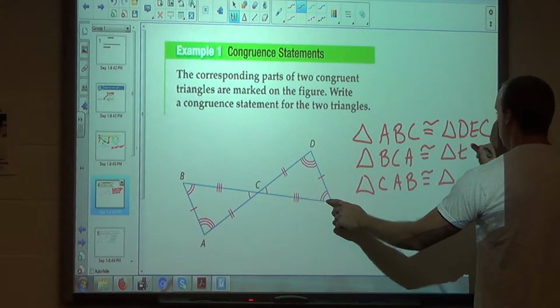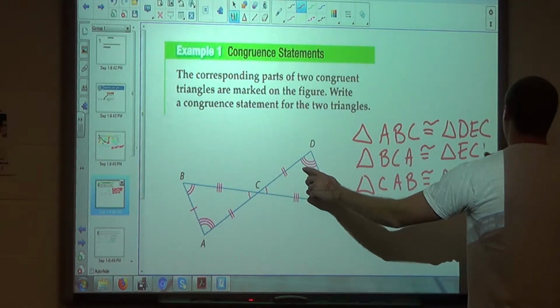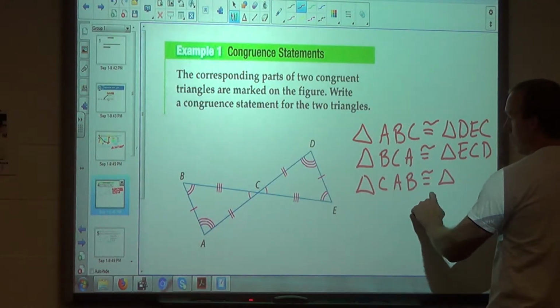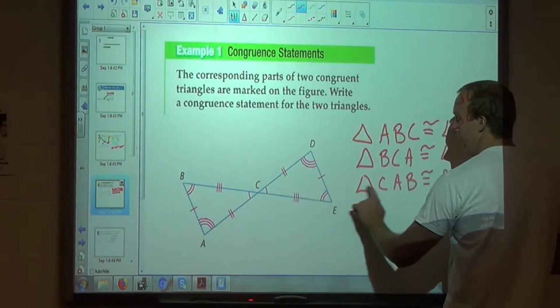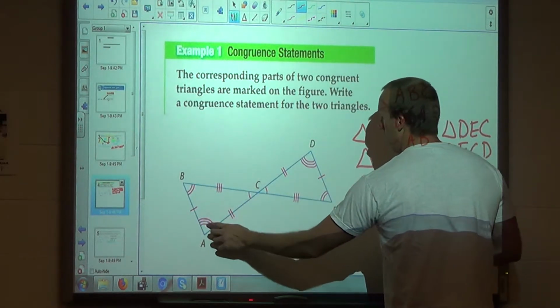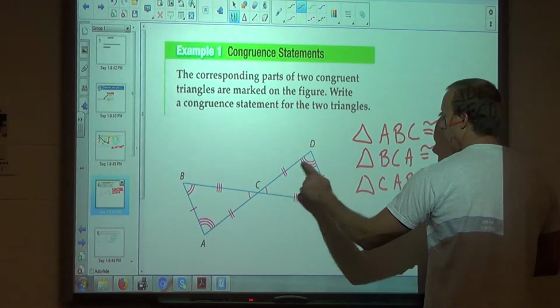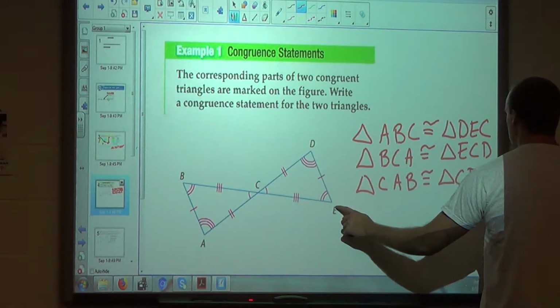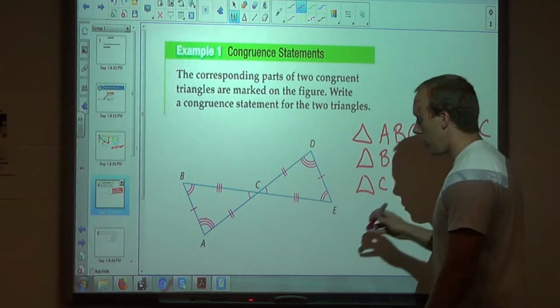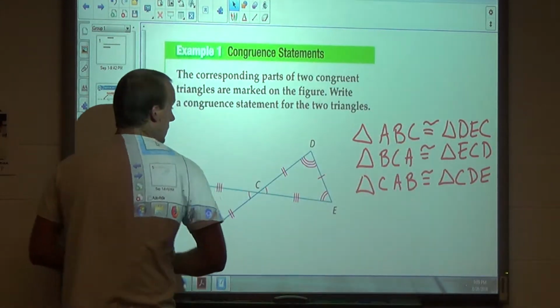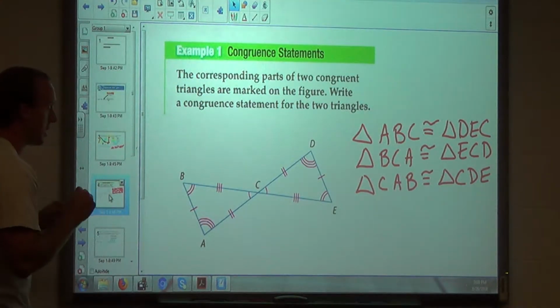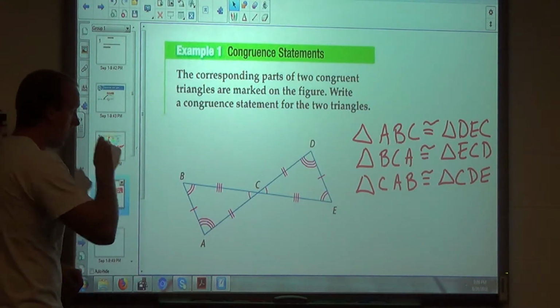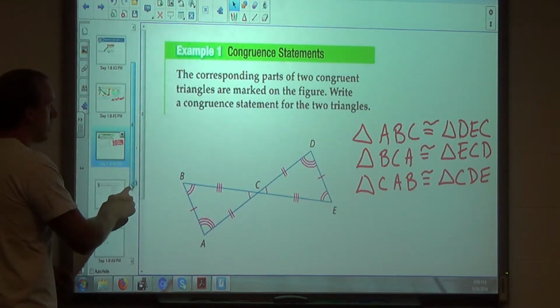So E is 2, C is 1, and then D is 3. CAB would be 1, A is 3 to 2, so 1 to 3 to 2. So I gotta go 1 to 3 to 2. So C to D to E. Okay? Those are three choices. You could have more. Okay, but just make sure you match the exact same parts and you go in the same order around your triangle.